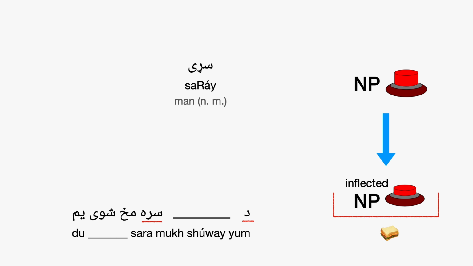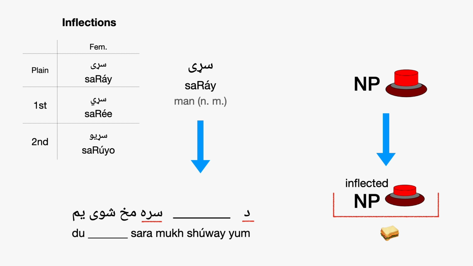Or if there's a man, ستړې. Well, again, if we want to stick this in the sandwich, we're going to have to inflect it. So if we look at our inflection chart, ستړې inflects to ستړي. So we would say, د ستړي سره مخ شوی یم. I have been faced with a man.